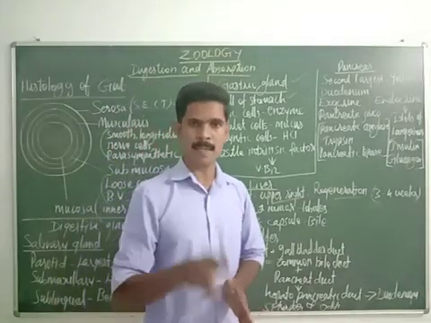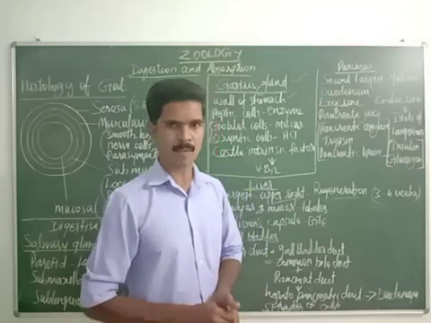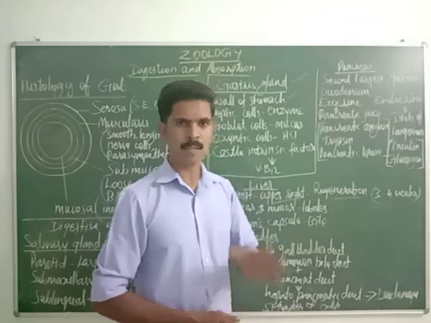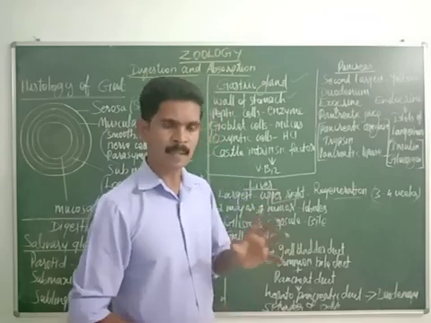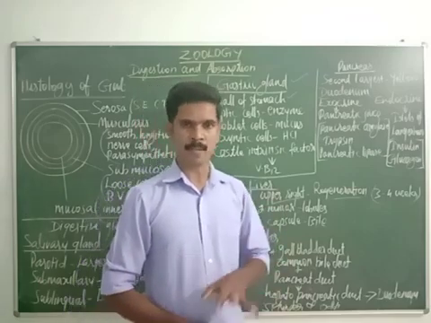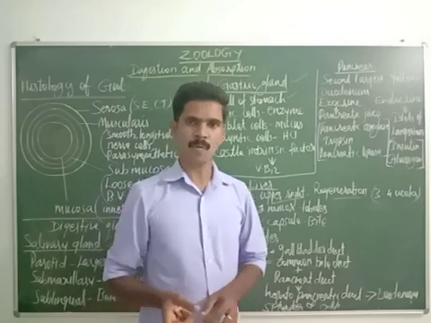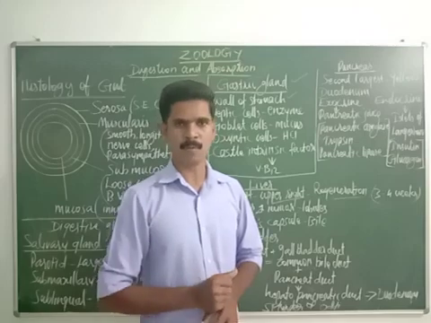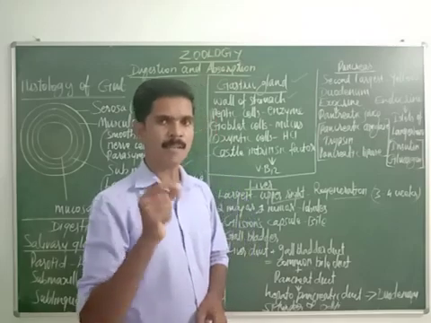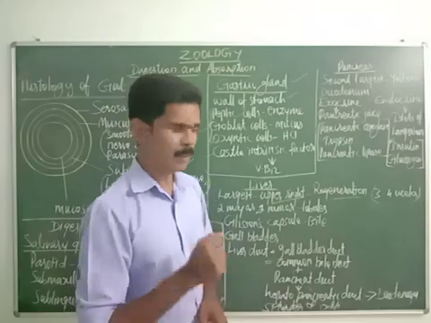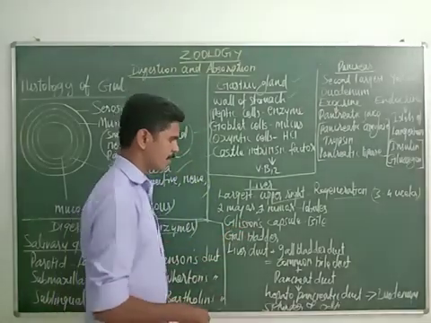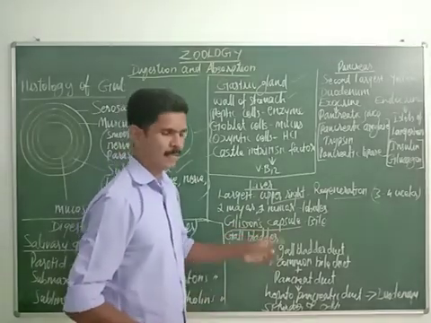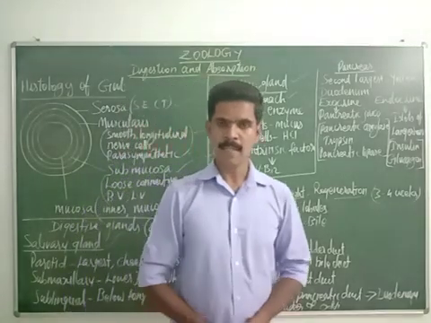Two lobes are called major lobes, the right and left major lobes, and 2 minor lobes, the right and left minor lobes. So there are 4 lobes in the liver, and all these 4 lobes are again divided into many small lobules. Then the next point, the lobes are connected with a small membrane. The name of that membrane is Glisson's capsule.